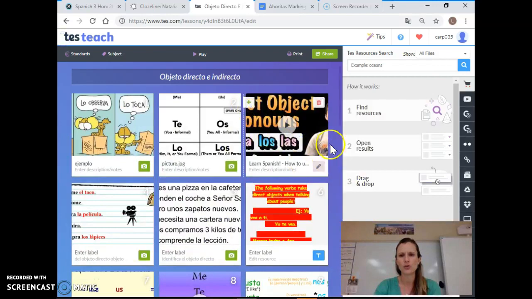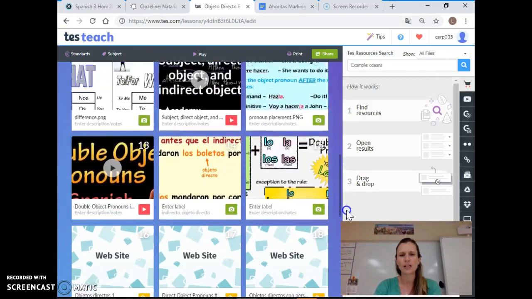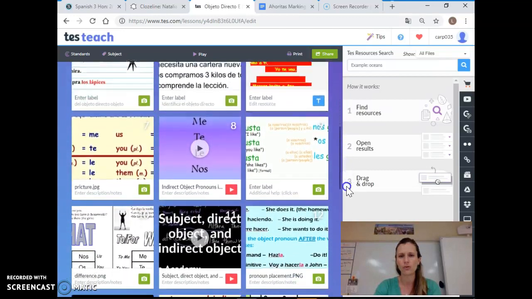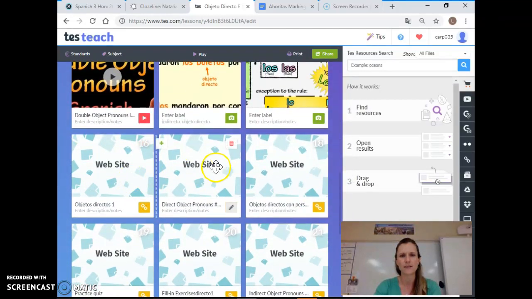And then we moved on to the practice. So it's your job to complete the practice in boxes 16 through 18 right here, 16, 17, and 18.